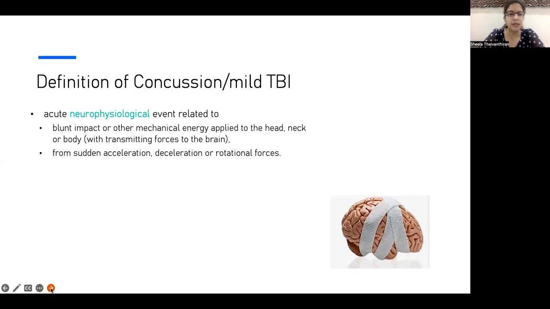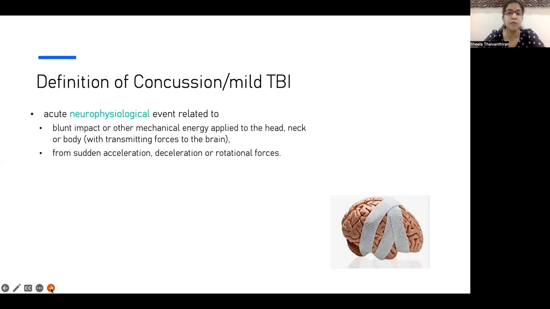So any blunt impact or mechanical energy that's applied to the head or neck or body, or transmission of forces that translates into the brain. Okay, it can be sudden acceleration, deceleration, rotation of forces. So you're thinking sports injuries, you're thinking falls, assaults, or even motor vehicle accidents.